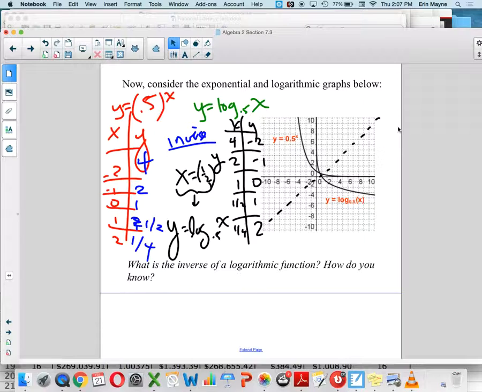Range: negative to positive infinity. Does it have a horizontal asymptote? No. It has a vertical asymptote at x equals 0. Does it have a y-intercept? No. Where's the x-intercept? 1, 0.